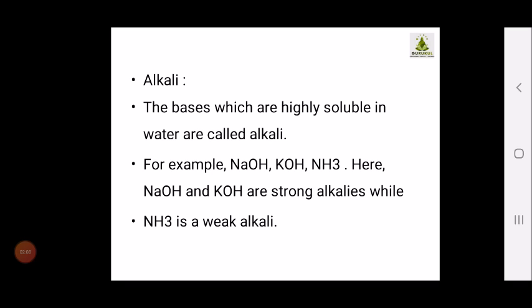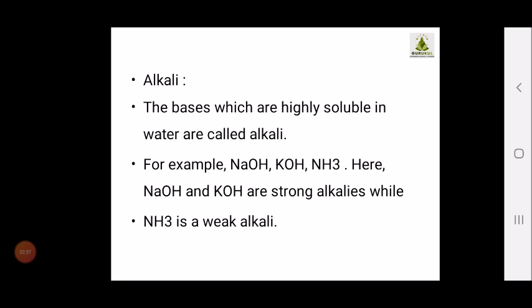Now, along with that, the alkali. Alkalis are the bases which are highly soluble in water. If you want, you can underline that. These alkalis are also of different types. Examples of alkali are sodium hydroxide, potassium hydroxide, and ammonia.